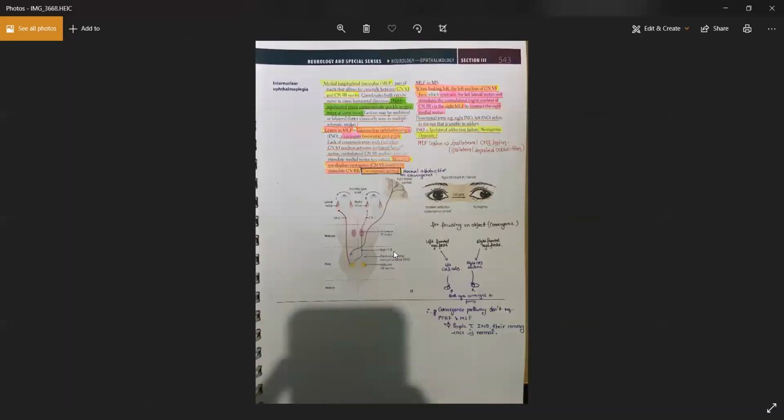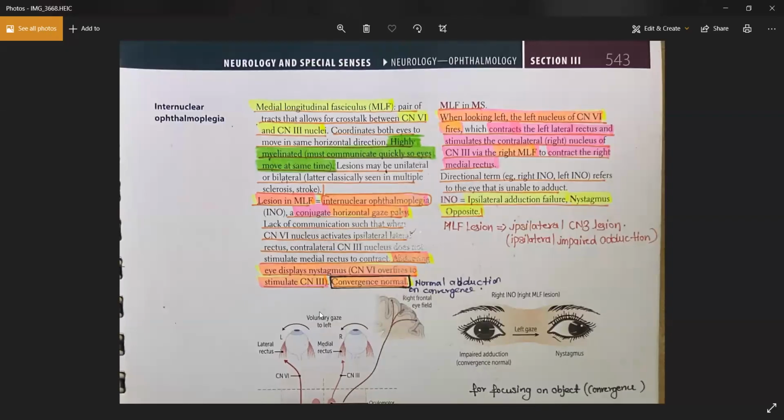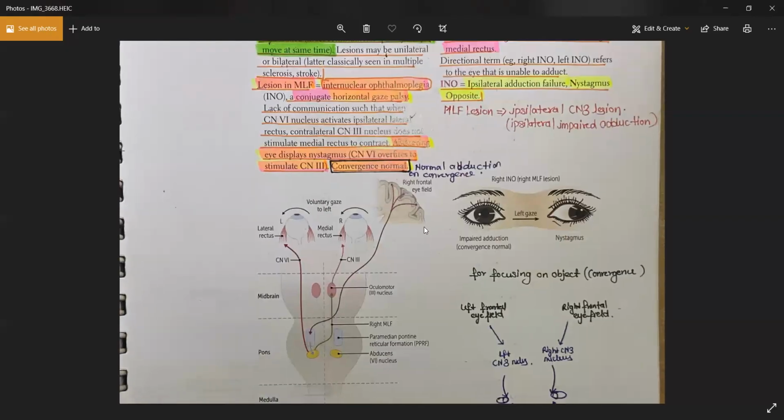Okay, now you have the final topic of ophthalmology, and that is internuclear ophthalmoplegia. We have discussed that already. Whenever your cortex gets activated for a gaze movement, it will transmit signals to the contralateral pons. From the contralateral pons, you will have the PPRF, parapontine reticular formation, and they will cause two things. One is the activation of the ipsilateral sixth nerve nucleus, and second is to transmit the fibers via the MLF, the contralateral MLF fibers, as you can see.